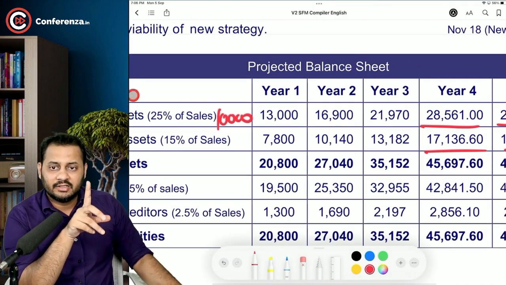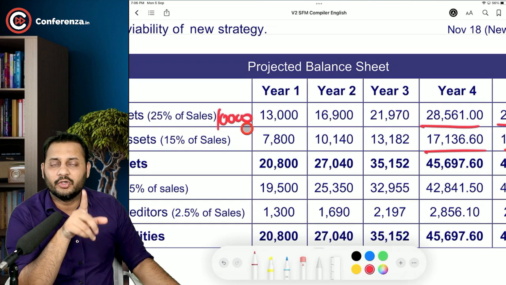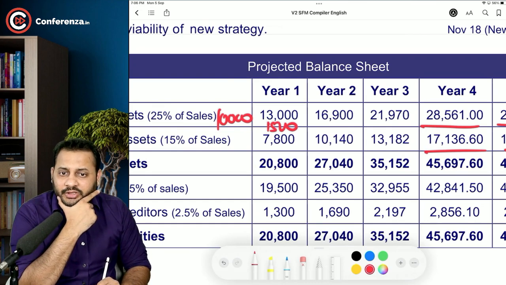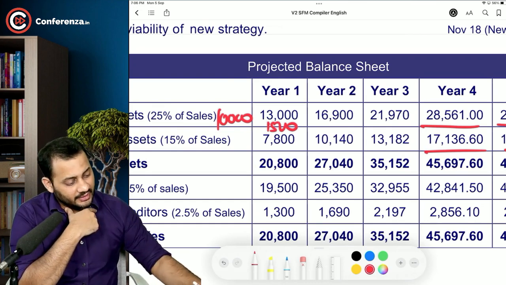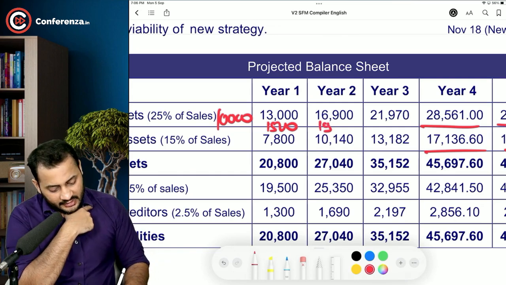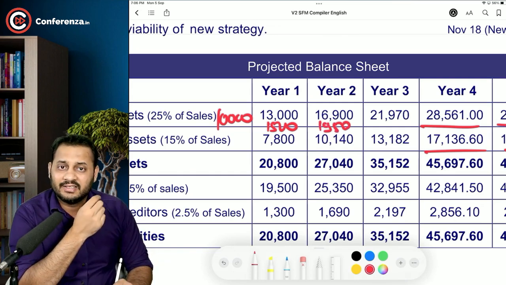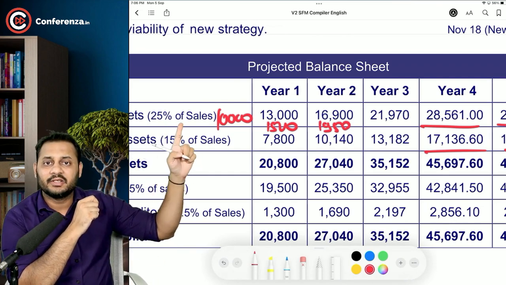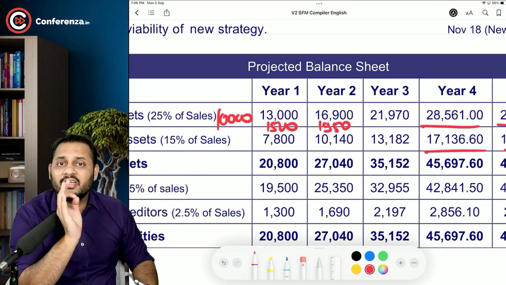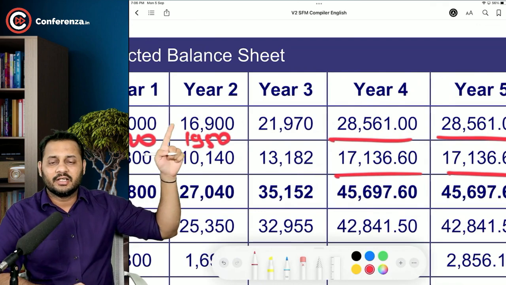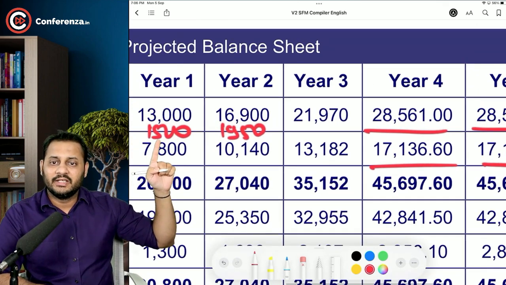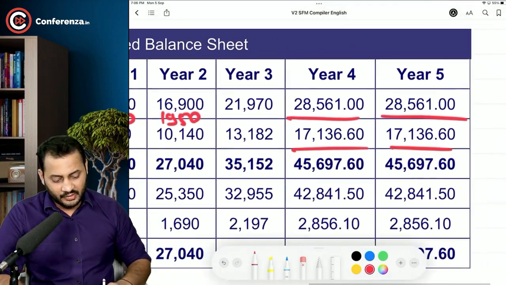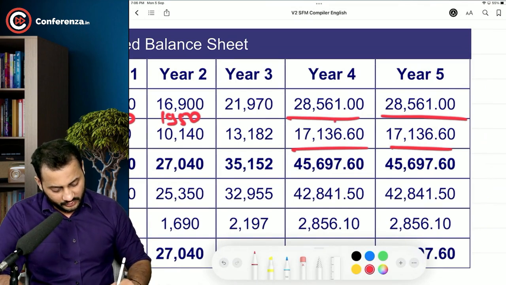Question clearly says that the depreciation will be 15% of the opening fixed assets. So 15% will be 1,500. So the depreciation for the first year will be 1,500. 13,000 into 15%, 1,950 for the next year. And understand the fact that this is growing at the same percentage. So depreciation will also grow at 30%. If you will increase 13,000 by 30%, it will come to this. So if you will increase 1,500 by 30%, it will come to this. Again 30% and again 30%. It will be the same, but you will have to do it till fourth year only.